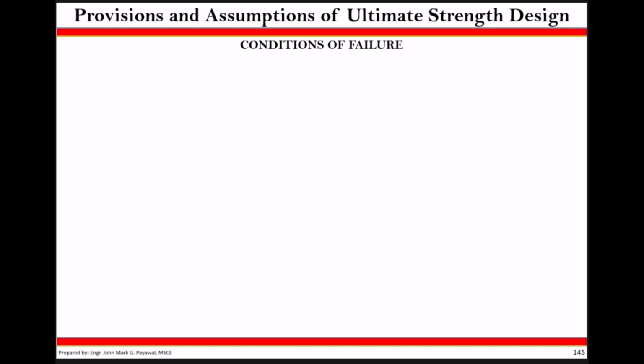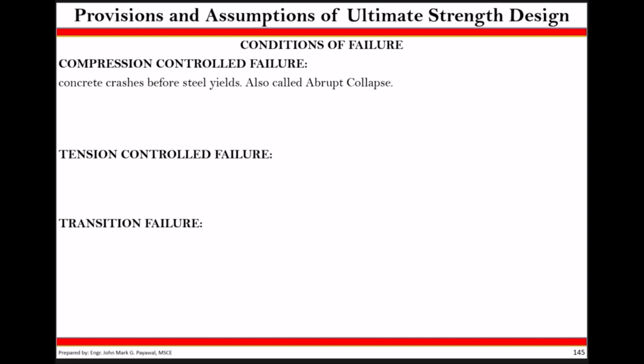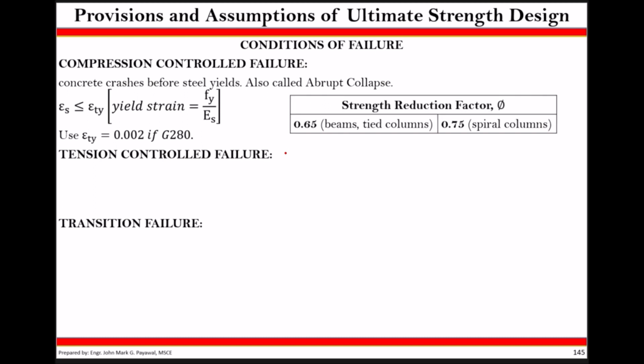Okay? In addition to the provision and assumptions, what we have is your conditions of failure. Balikan ko lang to sa inyo para hindi na tayo masyadong malito pa. Yung compression-controlled failure, yung transition-controlled failure, at saka yung tension-controlled failure. Pag compression-controlled, ito yung ibig sabihin is an abrupt collapse. The concrete crashes before steel yields. This means that your epsilon T, or the strain in your steel when concrete crashes at 0.003, is less than or equal to your yield strain. Ano yung yield strain? Fy over Es. This means that when it is grade 280, we are permitted to use 0.002 automatically for epsilon TY. What would be the reduction factor?